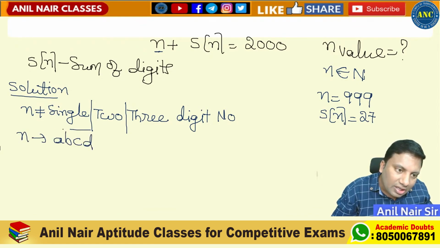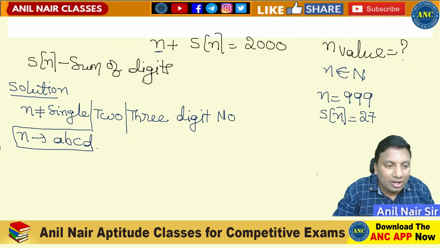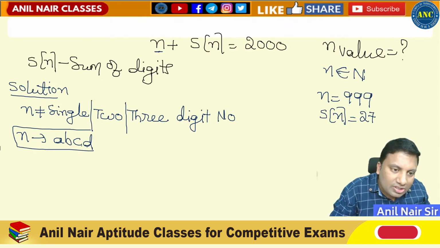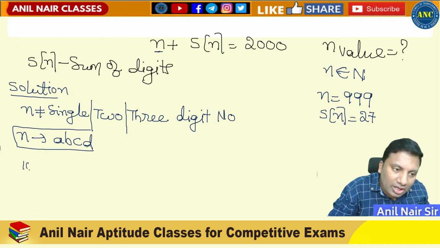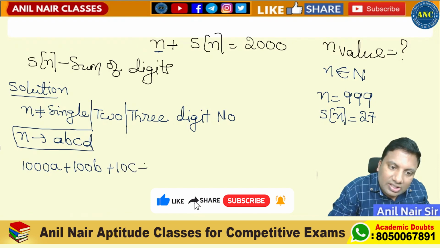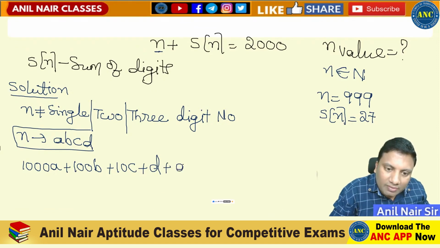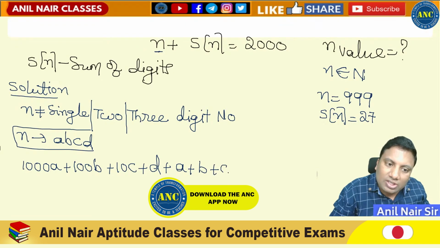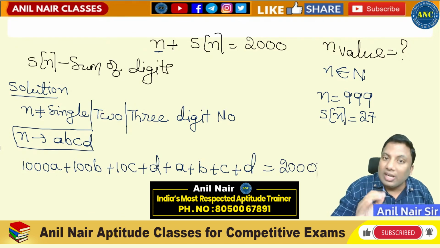A, B, C, D. N has to be a 4-digit number. First we will solve it in a traditional method, then I will give you an optimal method. D is in units place, C is in tens place, B is in hundreds place, A is in thousands place. So 1000A, 100B, 10C, D. This is n plus the sum of the digits, a plus b plus c plus d, equivalent to 2000. Till here it is clear.